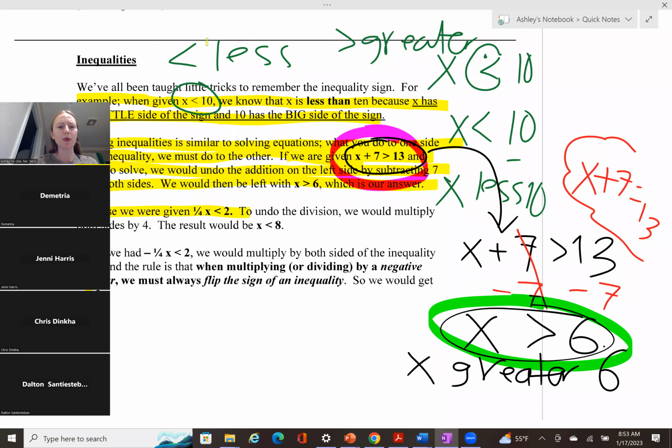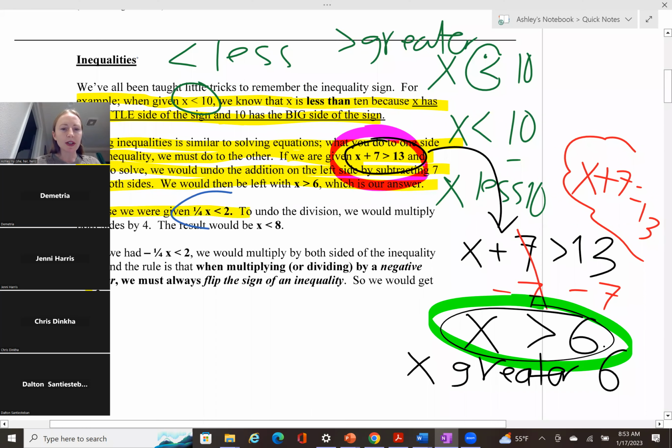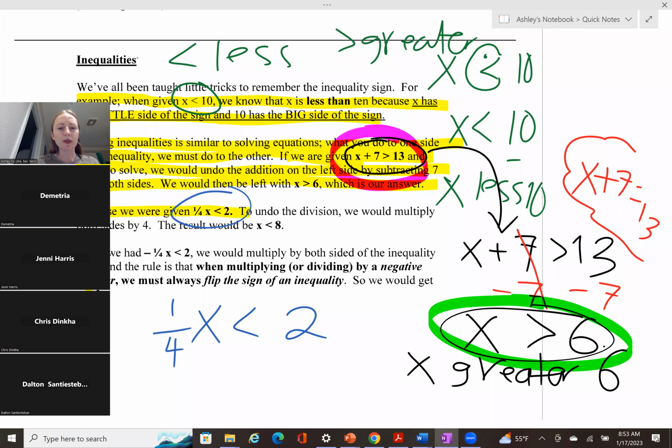Suppose we're given this more interesting one, or not everybody's favorite because there's a fraction: 1/4 x is less than 2. So maybe we'll look at that. Okay, 1/4 x less than 2. That one you can think of two different ways. I want to solve that. So like the last one, I'm going to imagine that the less than or the greater than sign, whatever the inequality symbol is, is an equal sign. What would I do?